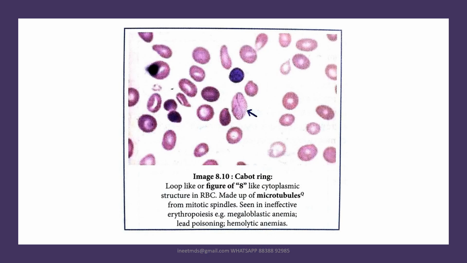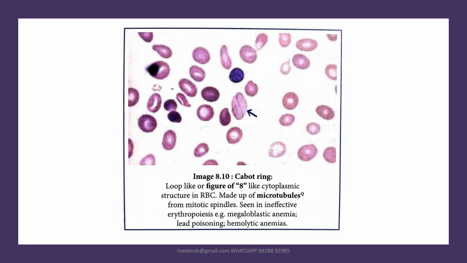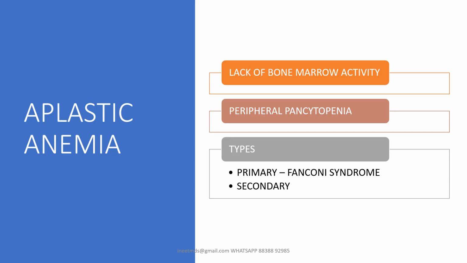Next one is the presence of Cabot ring. Cabot ring is a loop-like or figure-of-8 cytoplasmic structure which is seen in RBCs. In the precursors of RBCs only we find structures like Cabot ring and Howell-Jolly bodies. In a normal RBC, you should not find structures like Howell-Jolly bodies and Cabot ring. If present, it means the RBC has not matured and is in a premature stage. So, you have to think of megaloblastic anemia.